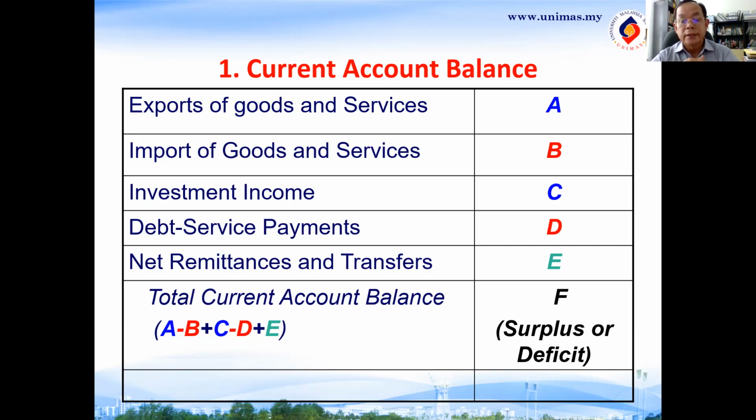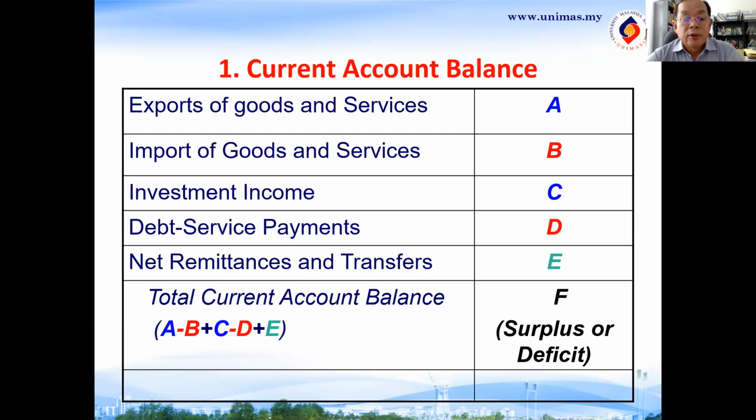On the other hand, we have B there. B is for the account meant for import of goods and services, right? In other words, this is the payment that the country has to make, either by private individuals ataupun by companies and so on, or by the country. So import of goods and services, you have to pay for it. That's why I put the red color for B.